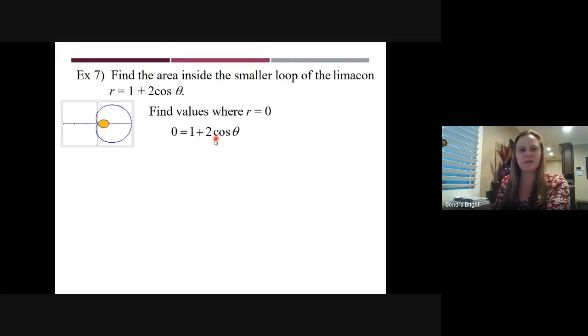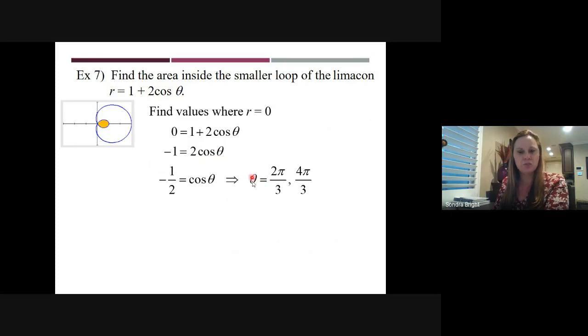We set this guy equal to 0 and subtract 1, divide by 2. Cosine is negative 1/2 when theta is 2 pi over 3, and also when theta is 4 pi over 3. And sure enough, if you plugged those values in, 2 pi over 3 would give you a negative 1/2. So 1 plus negative 1/2 gives you 0. So it totally makes sense that cosine of 4 pi over 3 is also negative 1/2. So those are the values that are going to generate this little loop-de-loop.